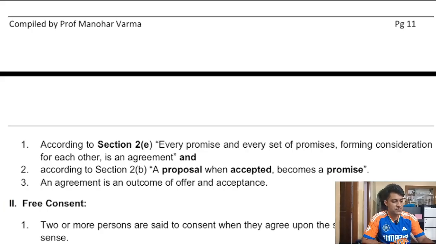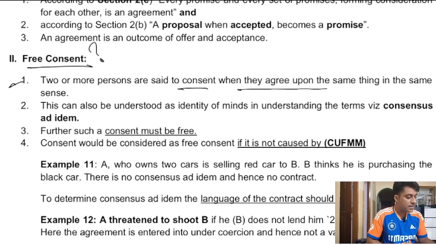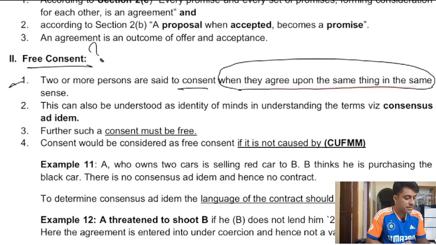Yeah, the second one is free consent. What do you mean by free consent? We will see it now. Basically in a contract, there has to be free consent between two parties. So what is this free consent? Let's try to understand this one. Your first point says two or more persons are said to consent when they agree upon the same thing in the same sense.